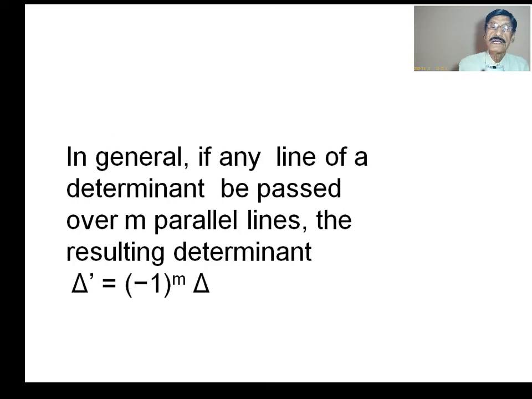In general, if any line of a determinant be passed over m parallel lines, the resulting determinant delta dash is equal to minus 1 raised to the power m delta. That means if a column or line is passed over an odd number of lines, the result is negative. If it is passed over an even number of lines, the result is positive.